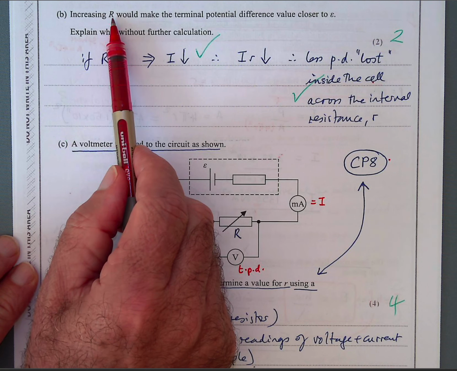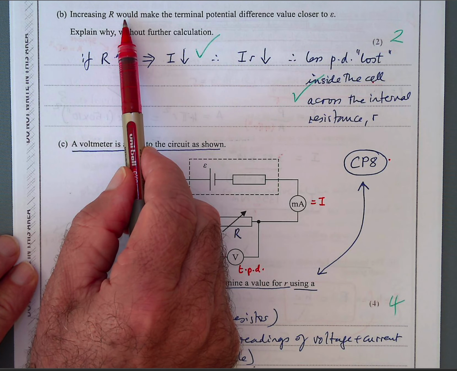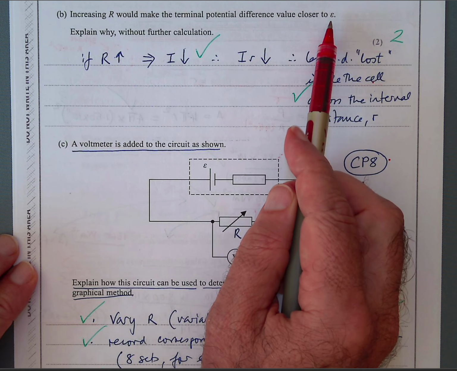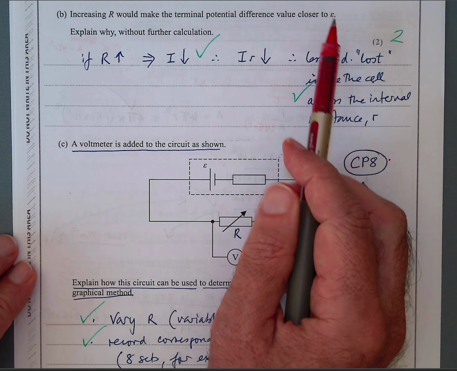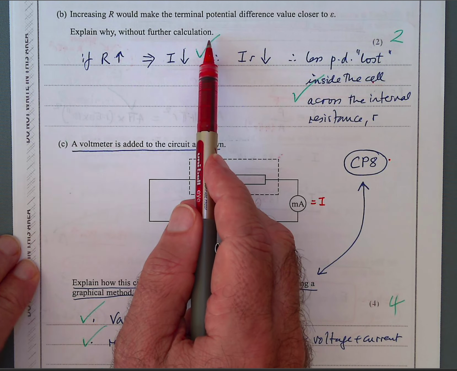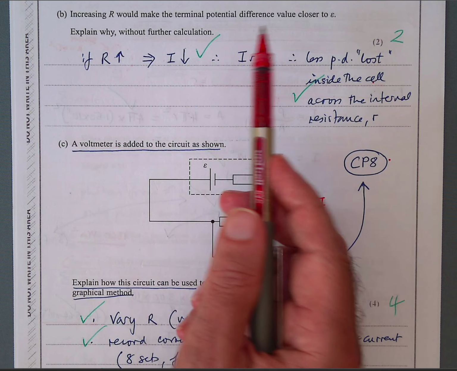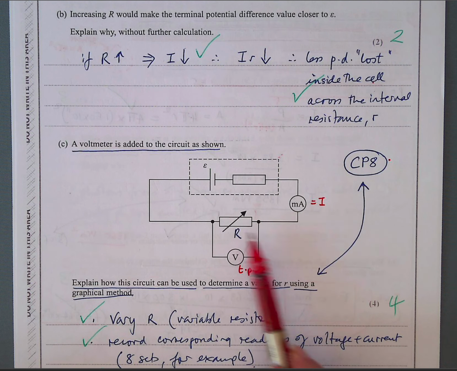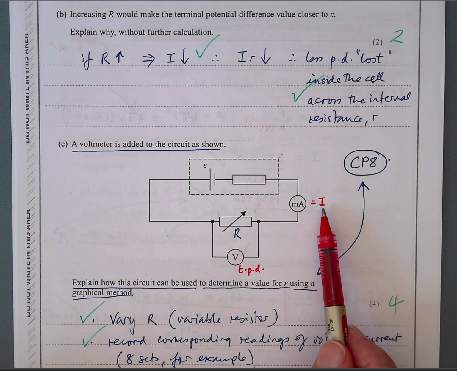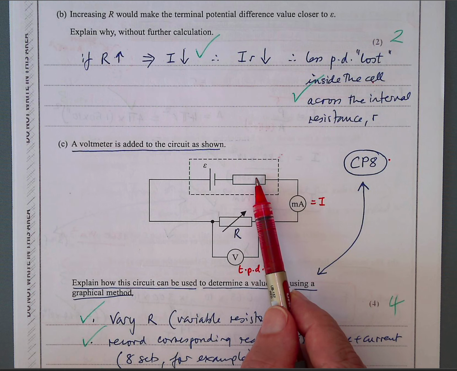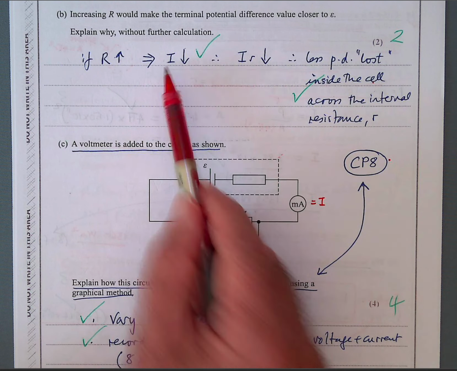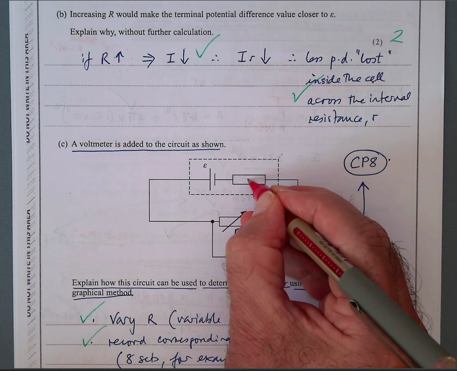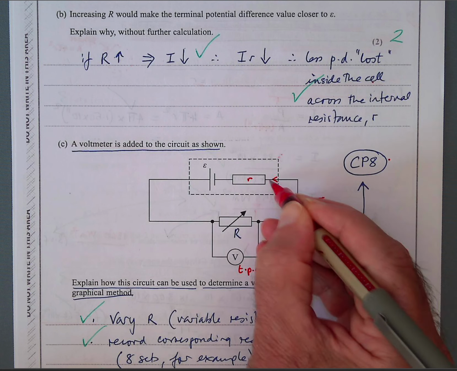In part B, first of all, it says increasing R, the external resistance that we just looked at, would make the terminal potential difference closer to the value of the EMF that we calculated. Explain why, without further calculation, this would happen. Okay, so if you have a bigger resistance externally, the current will drop. And if the current drops, you'll have less voltage lost. So if the resistance increases, the current decreases in the circuit, and therefore the amount going through this resistor R will also be less.